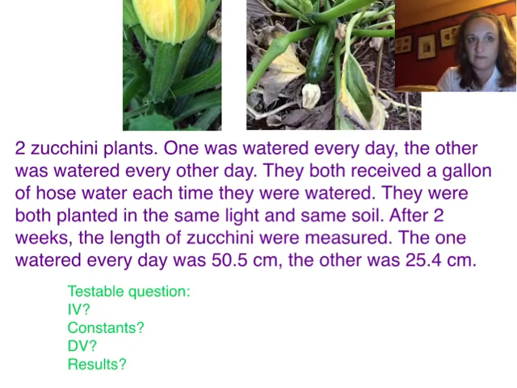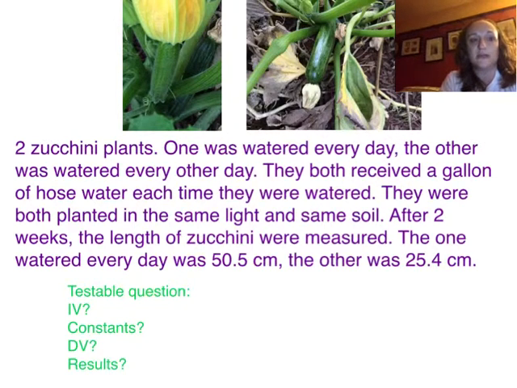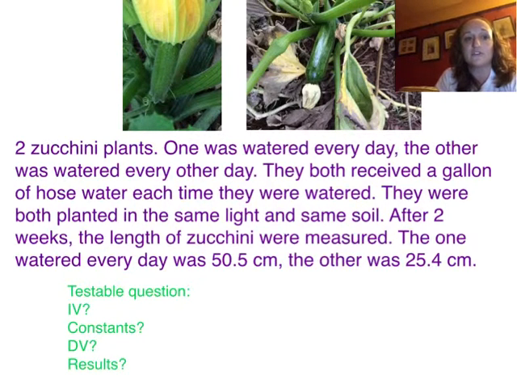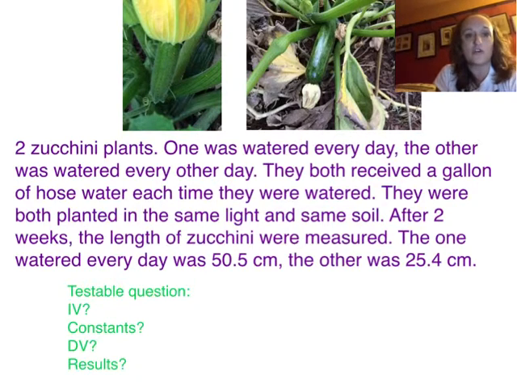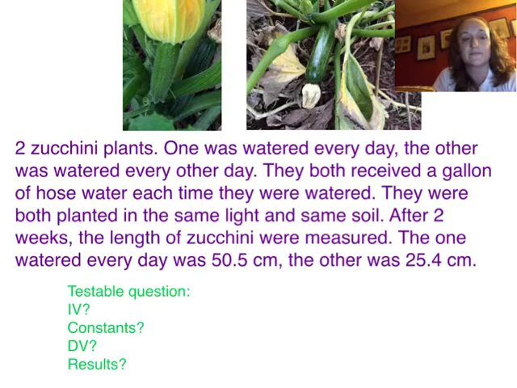So now some practice. Here I have two pictures of zucchinis that were growing in my garden. It says 2 zucchini plants. One was watered every day. The other was watered every other day. They both received a gallon of hose water each time they were watered. They were both planted in the same light and the same soil. After 2 weeks, the length of the zucchini were measured. The one watered every day was 50.5 centimeters. The other was 25.4 centimeters.